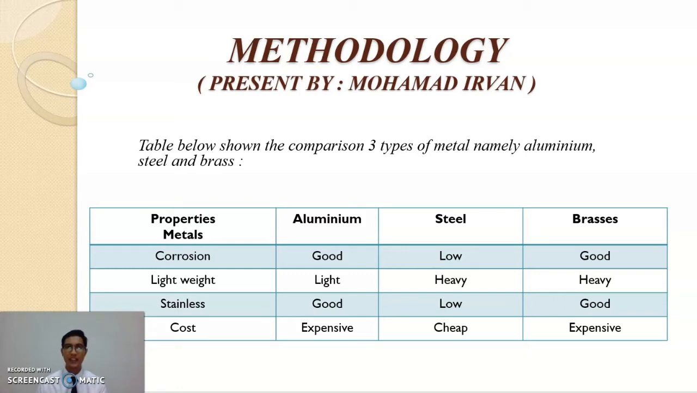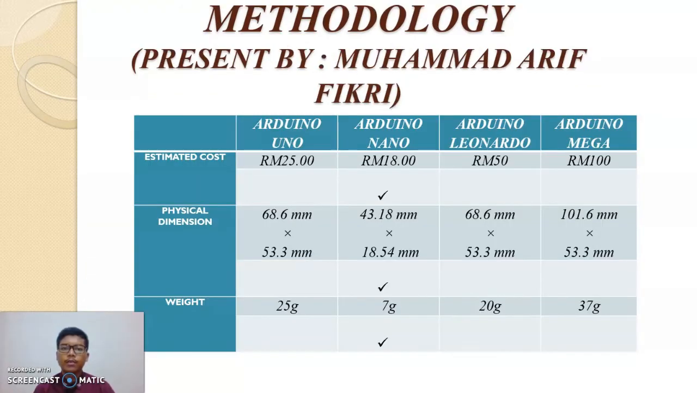Lastly, as you can see, even though aluminium is a bit expensive, aluminium has good properties regarding corrosion, lightweight, stainless, and its metal properties. For this methodology, I will explain based on this table. The first row of the table shows the estimated cost for all 4 Arduino, where the Arduino Mega seems more expensive than the other Arduino at RM100, over the budget and may affect the price of the product. The Arduino Nano costs only 80 ringgit, the cheapest among the 4 Arduino. After that, the row of physical dimensions shows that all Arduino are actually small, but with different sizes.